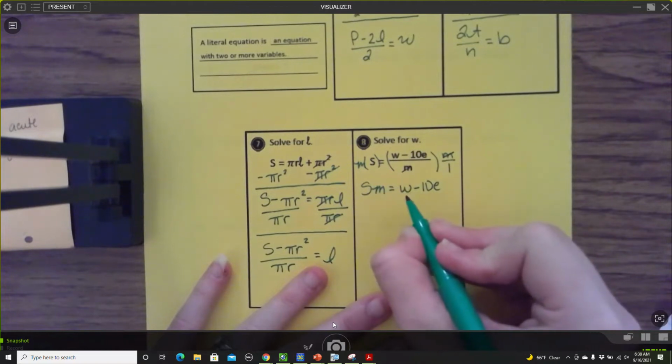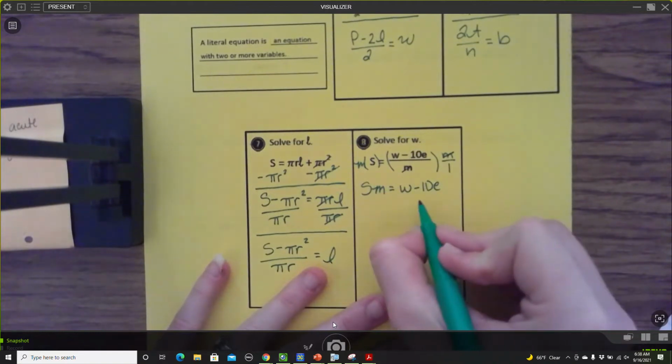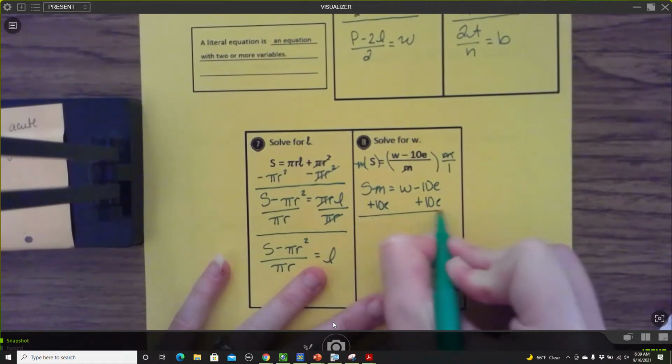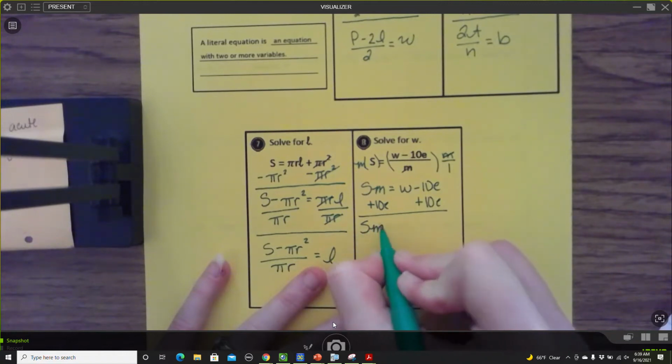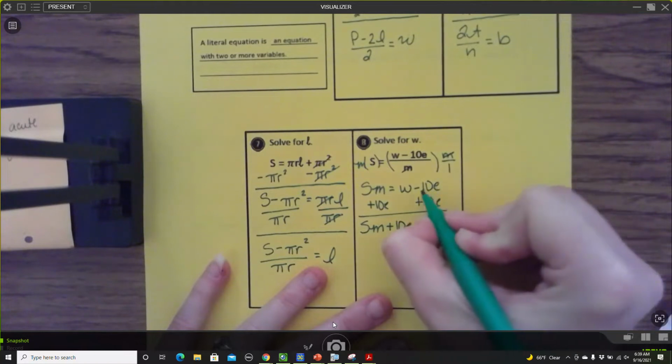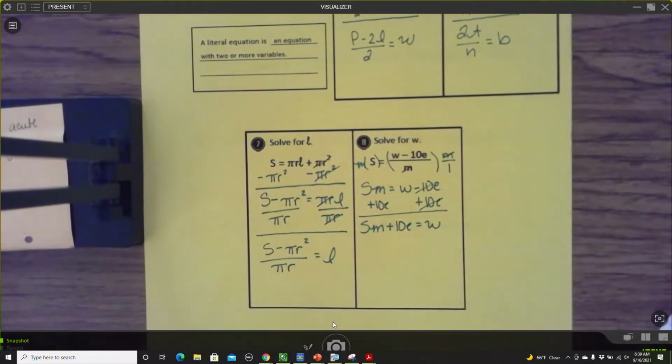So I'm trying to get W by itself, so I'm subtracting 10E from it, so I can just add 10E to both sides. So S times M plus the 10E equals W. Negative 10E and positive 10E cancel.